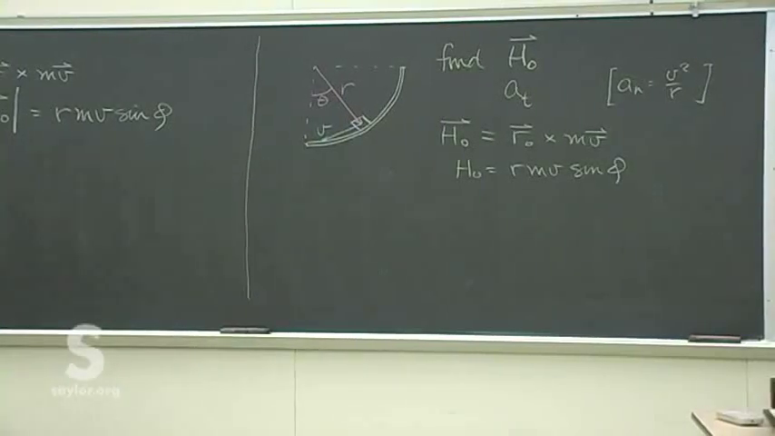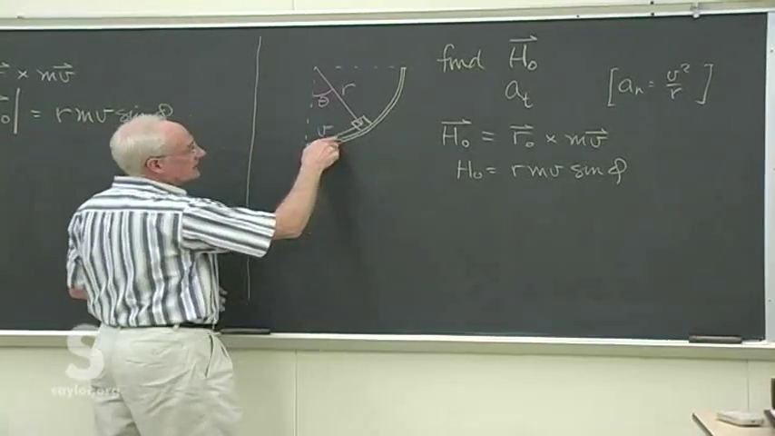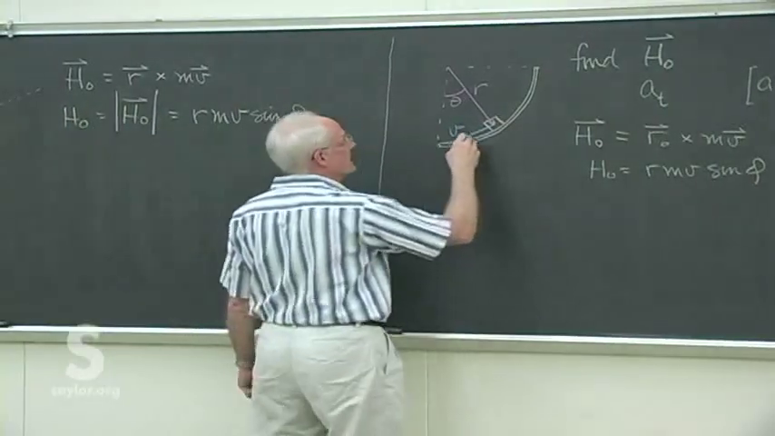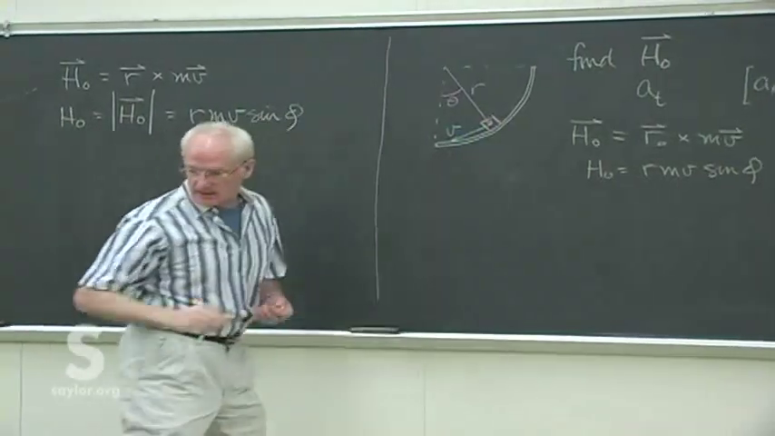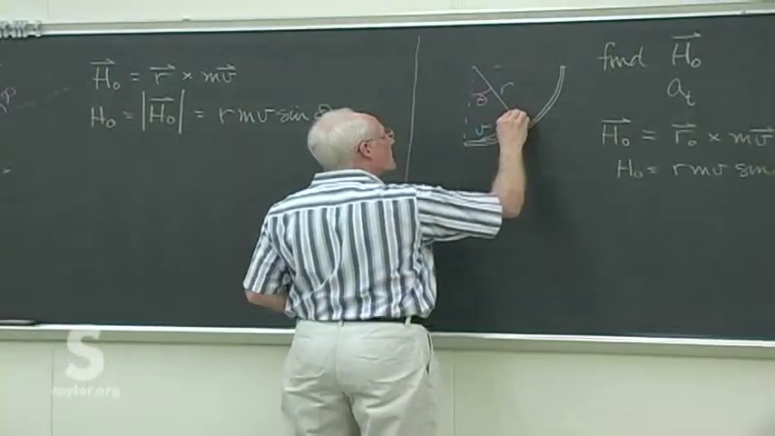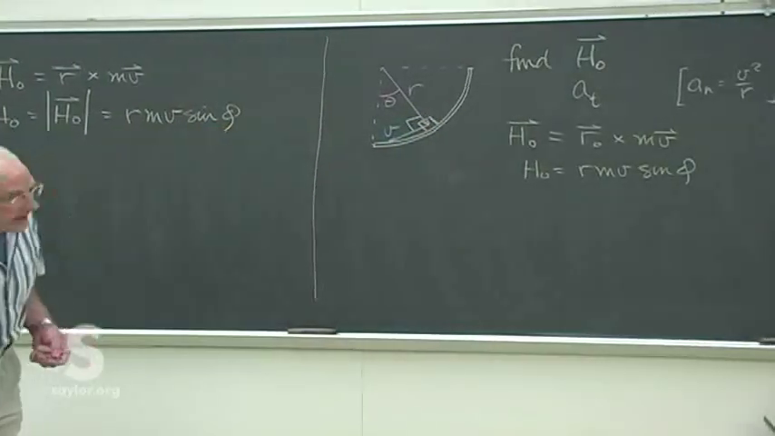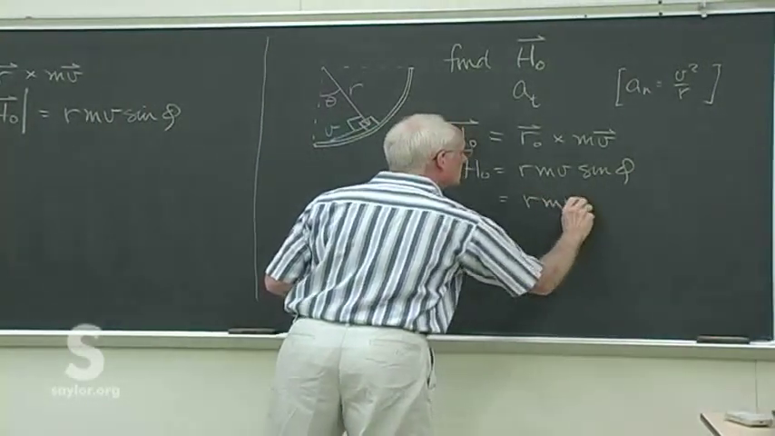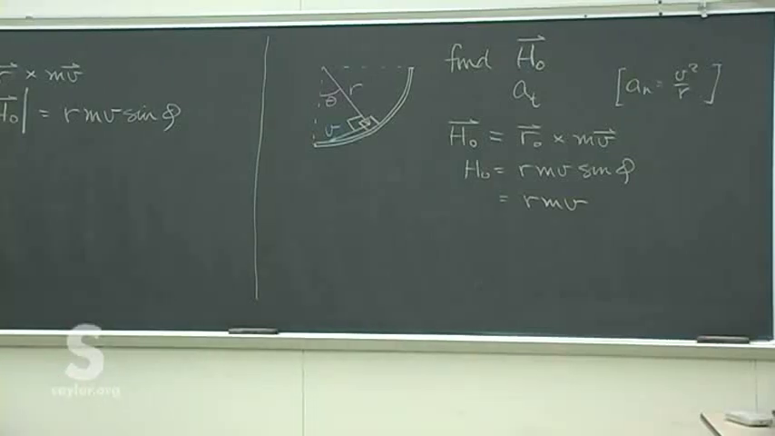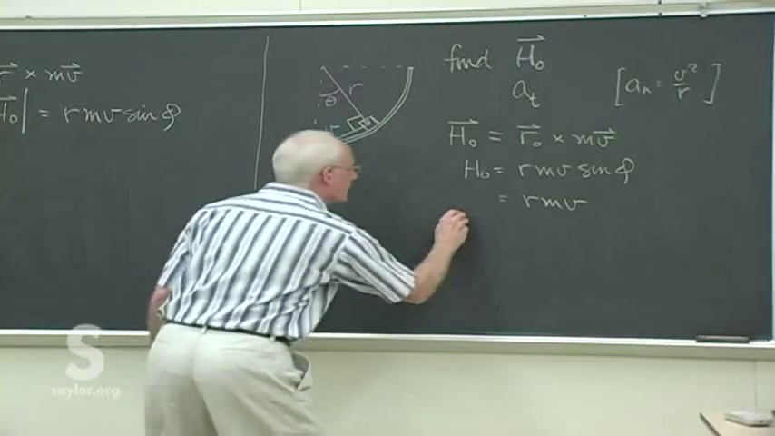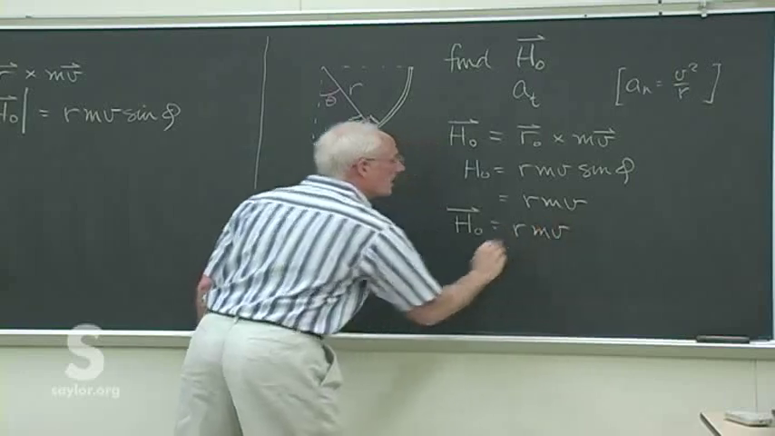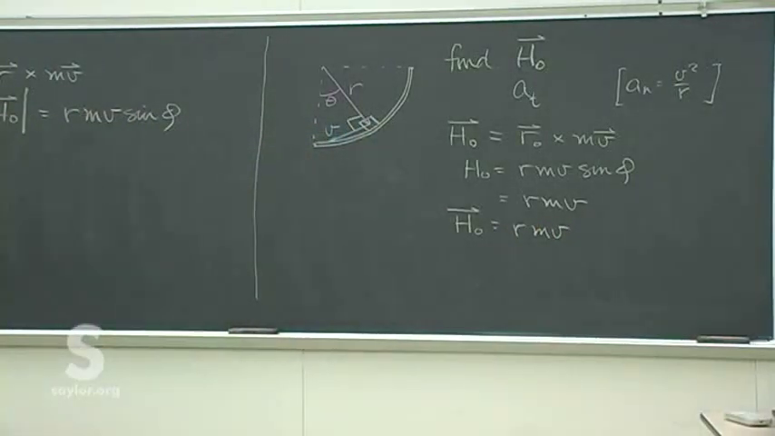The angle phi is the angle between these two. That's the velocity, so it's also the direction of the linear momentum mv, and the angle between them is simply 90 degrees. So this is nothing more than RMV. So the angular momentum then, in this case, we've got the magnitude. All we need to do is apply some direction to it.